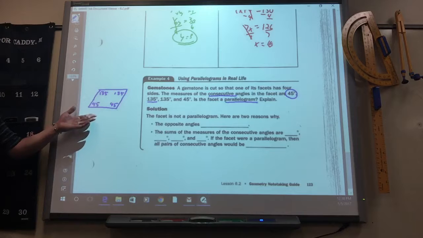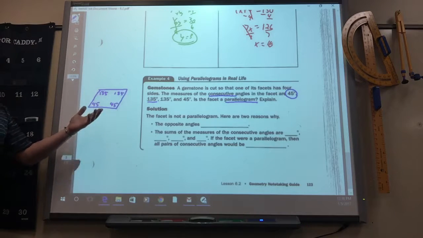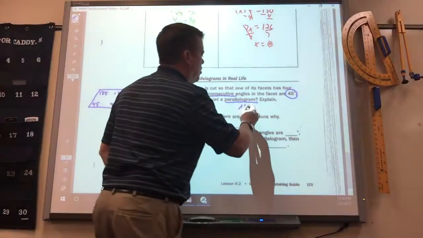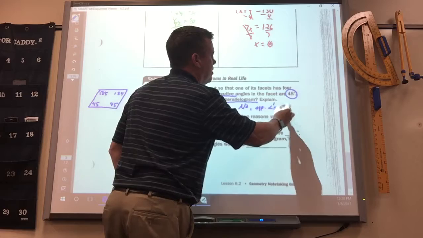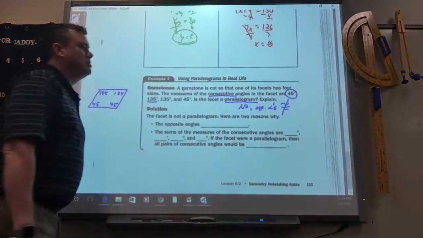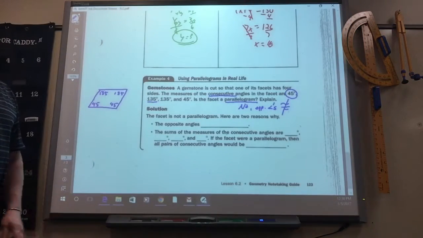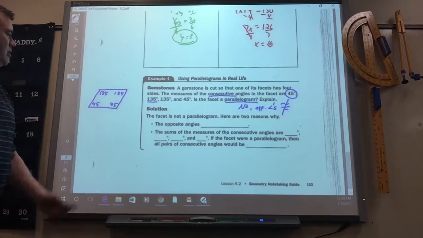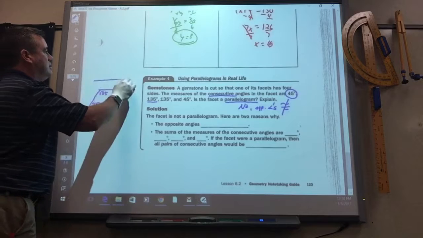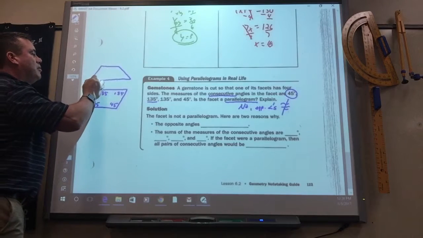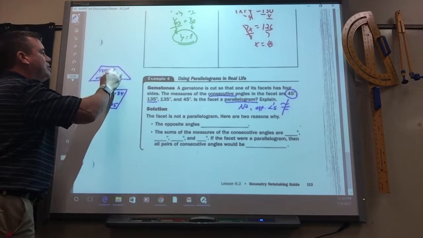Why is that not a parallelogram? Opposite angles aren't congruent. So you'd say no, because opposite angles, you could just go like that, not congruent. Okay? You know what kind of figure this does make? Right. 45, 135, 135, 45.